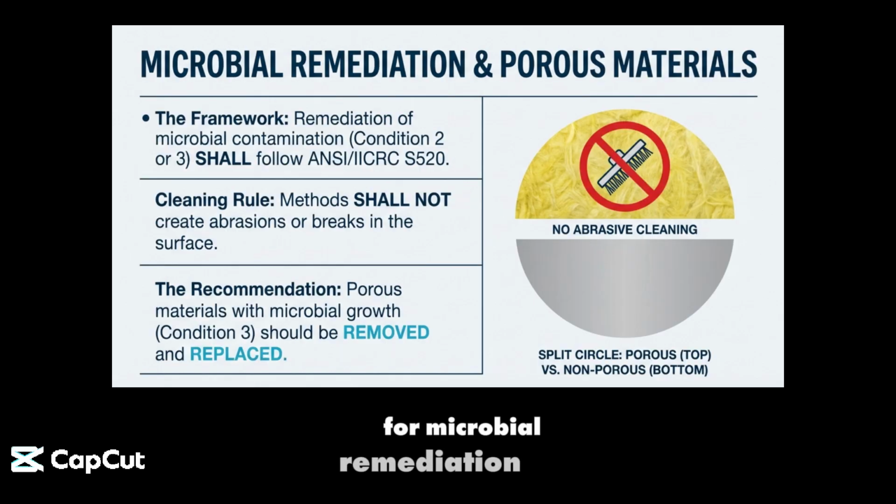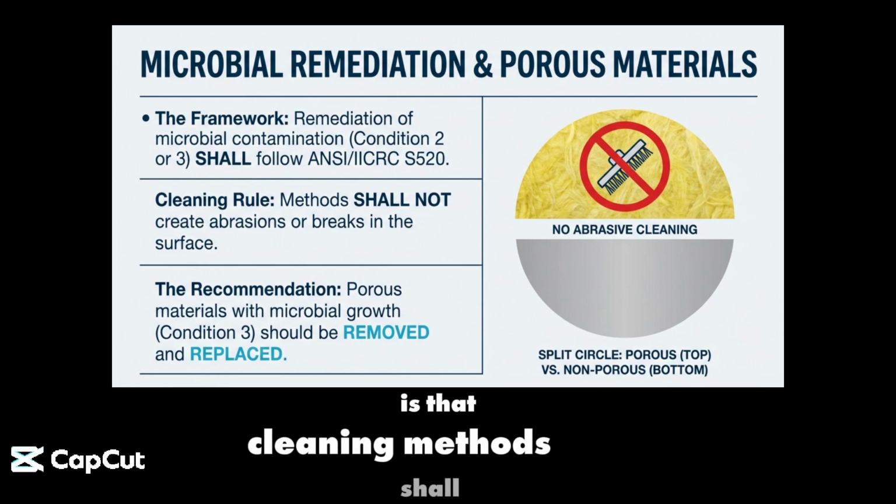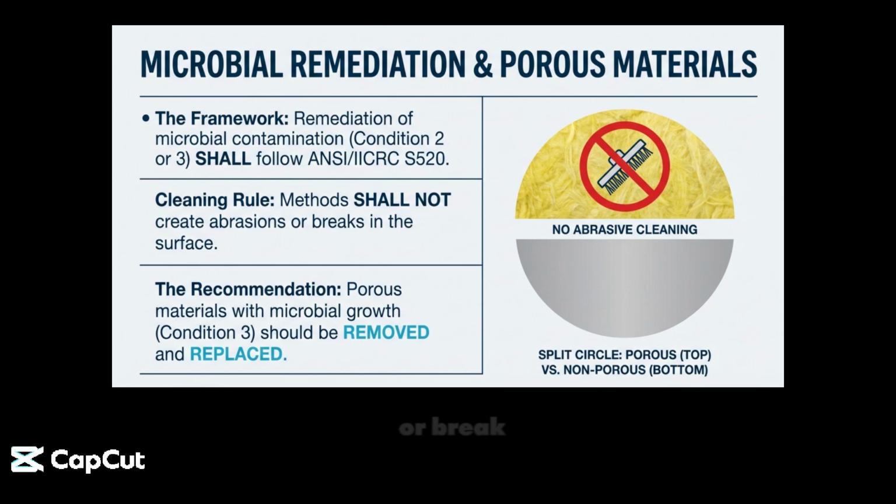For microbial remediation of Condition 2 or 3, the framework strictly follows the ANSI/IICRC S520 standard. The golden rule is that cleaning methods shall not create abrasions or break the surface. For porous materials with active microbial growth, the recommendation is that they should be entirely removed and replaced.